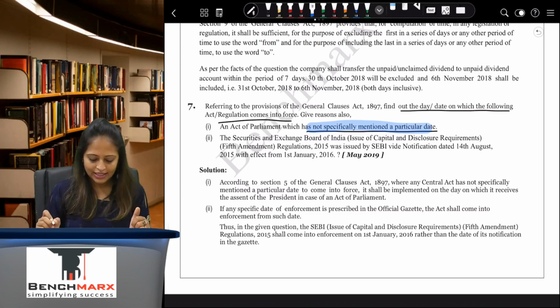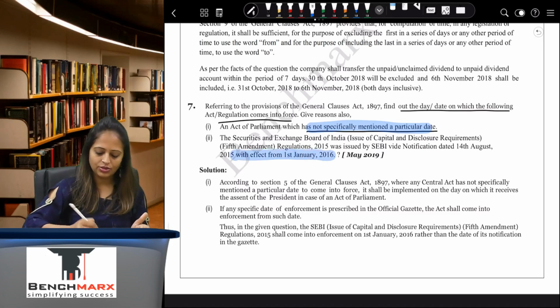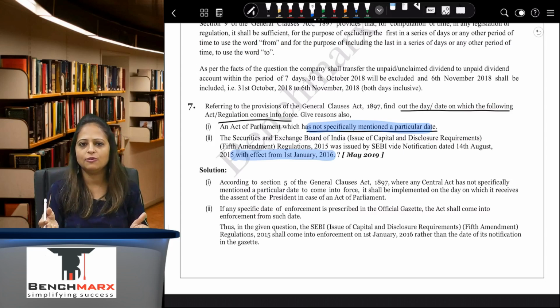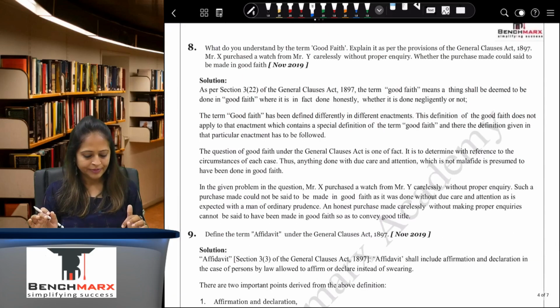The Securities and Exchange Board of India Issue of Capital and Disclosure Requirement 5th Amendment Regulation 2015 was issued by SEBI vide notification dated 14th August 2015 with effect from 1st Jan 2016. So it has been published in the official gazette on 14th August 2015, but it has been mentioned that it will come into force on 1st of Jan 2016. So your effective date, the date it will come into force, will be 1st Jan 2016.